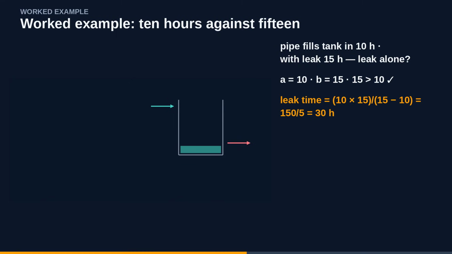10 times 15 is 150 on top. 15 minus 10 is 5 below. Hold 150 over 5 for a breath. 150 over 5 is 30 hours. That 30 hours is the leak's time to empty a full tank on its own, not a leftover, the answer.